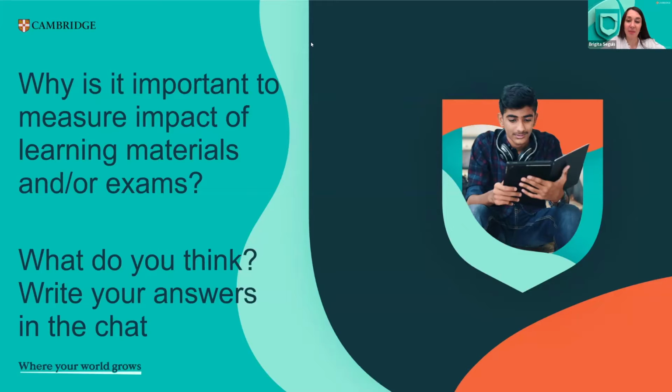Damien, to prioritize and update material accordingly. Yes, that is a very good point. And that's why we measure impact, actually. One of the key reasons why we measure impact, to make sure that our tests and learning materials do what they claim to do and be the best that they can be.